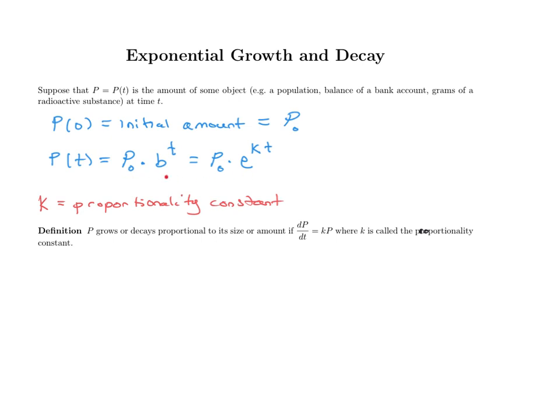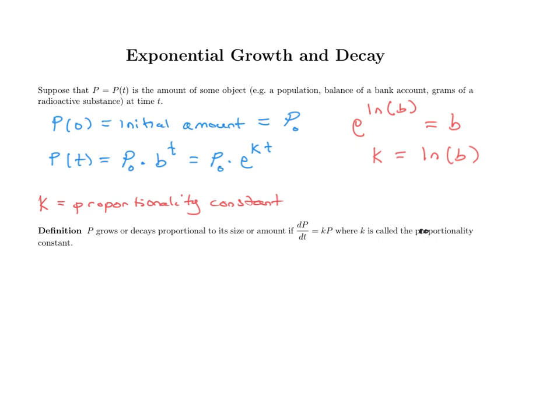Why are these two equations equivalent? It's due to this identity. e to the natural log of any number b is equal to b. e and the natural log are inverses, so they can cancel each other. So here, k, the proportionality constant, is equal to the natural log of b, some base. If you take k and substitute it with the natural log of b, you'll have e to the natural log of b, which just would give you b back.